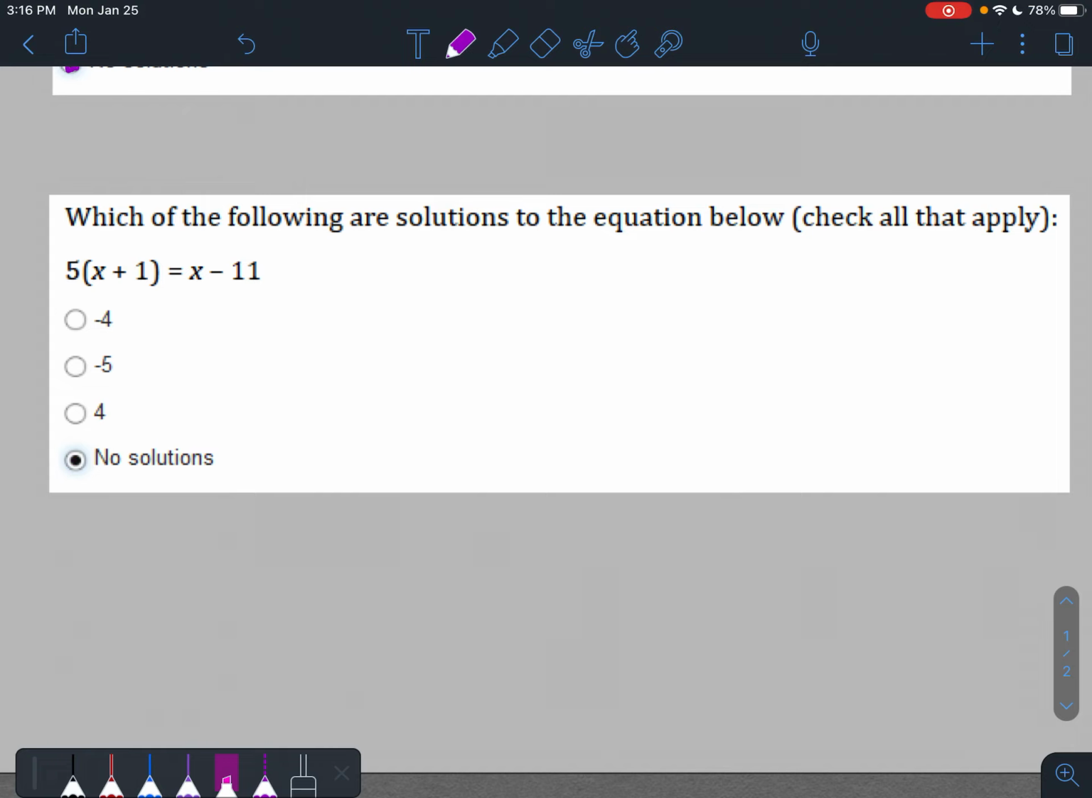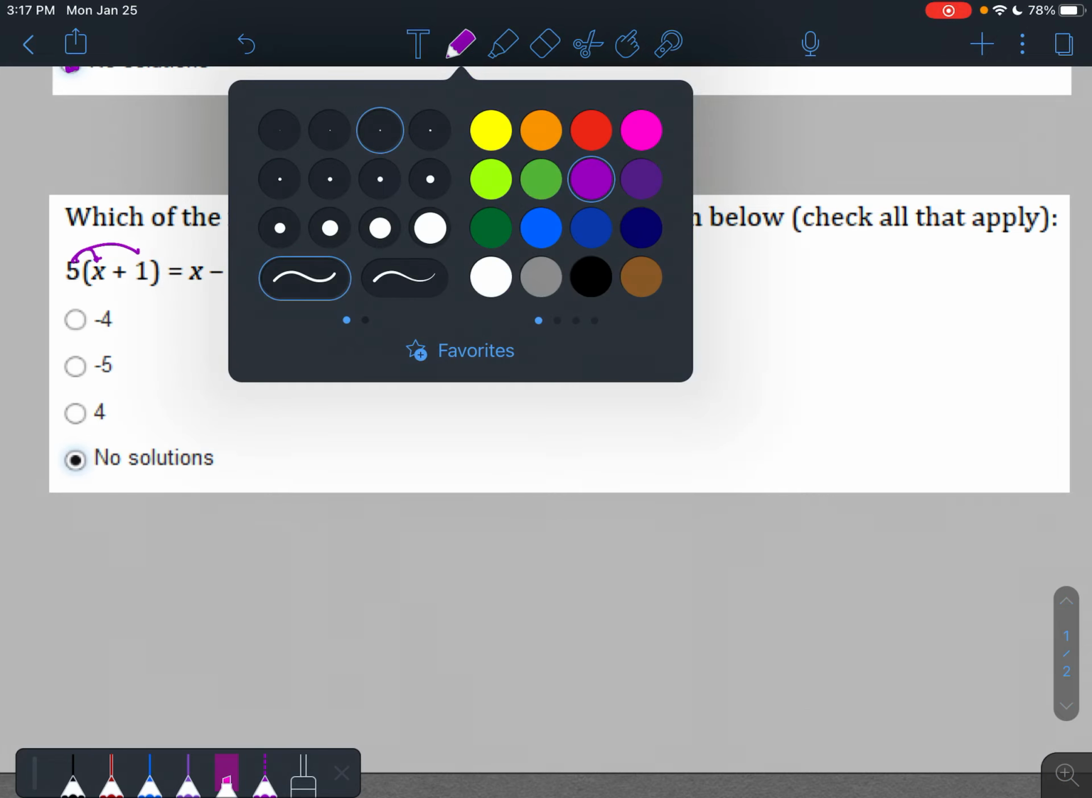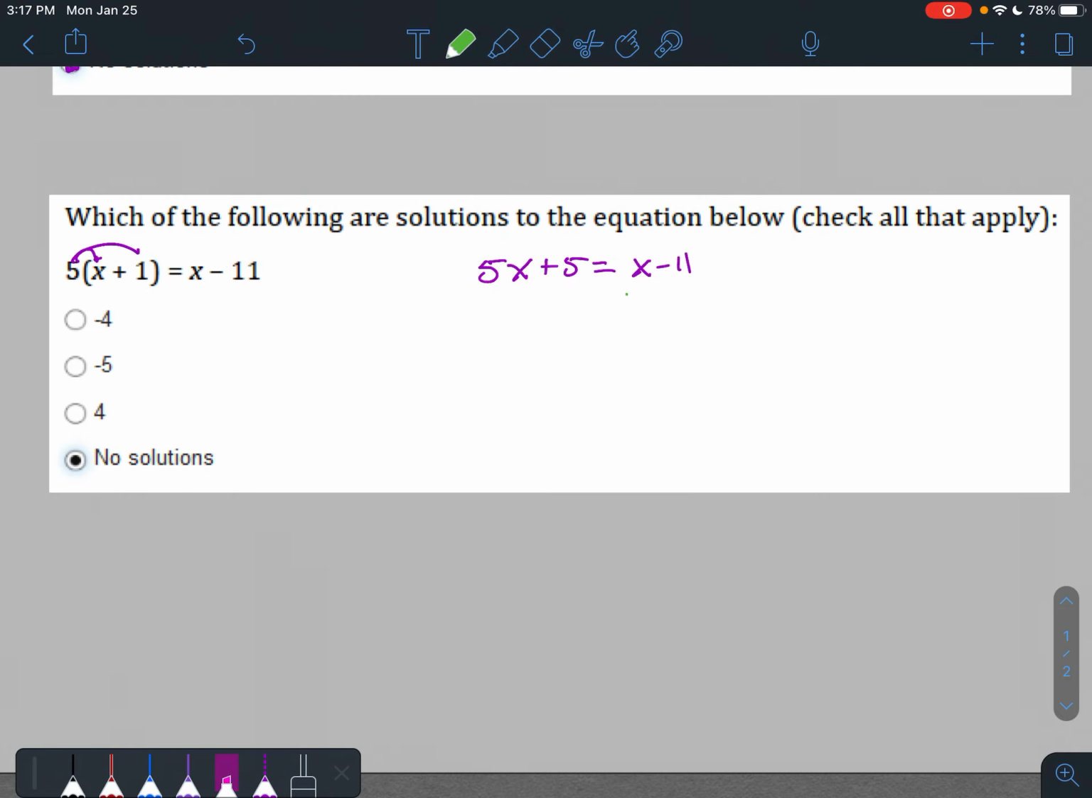Right here, let's see if we get a solution. Let's go ahead and multiply. So I've got 5x plus 5, and that equals x minus 11. Once again, let's get our variables on one side, our constants on the other. So let's get our variables on the left side. I'm going to subtract an x from both sides. 1x, I can say. So 5 minus 1 is going to be 4x plus 5 equals negative 11.